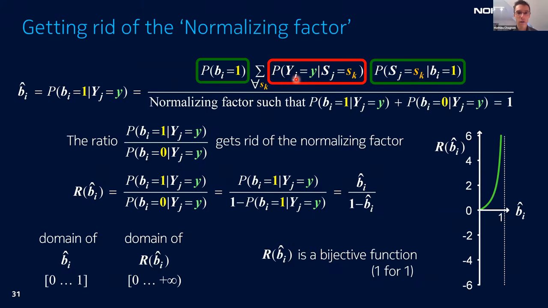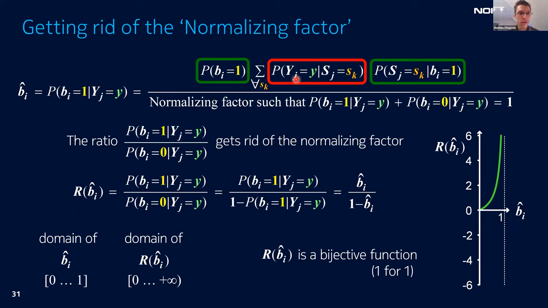And with that, we can now have a closed form expression to finally compute what we're looking for, which is b hat, the posterior, right? And we said that the posterior is a quantity that varies between 0 and 1 only. Well, we can get rid of the normalizing factor by taking the ratio of the posterior of sending a 1 and the posterior of sending a 0, because both of these quantities have the same denominator, obviously. So if I take the ratio, I get rid of that annoying denominator.